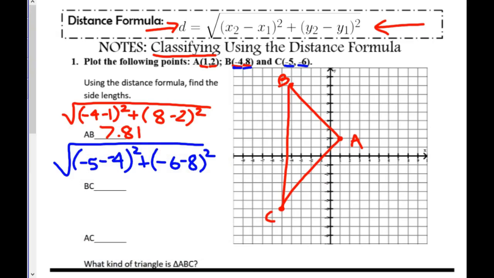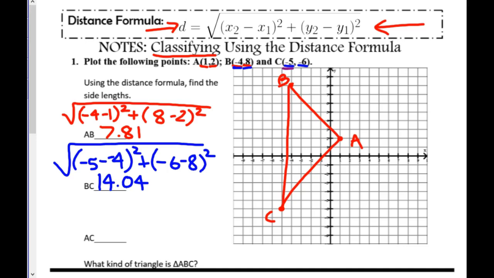Right, so if you have a minus negative, you could write it as a plus instead. That's fine. Either way. Okay. So we had 14.04. And last but not least, AC. Now you're going to use the A and the C point, forget the B.